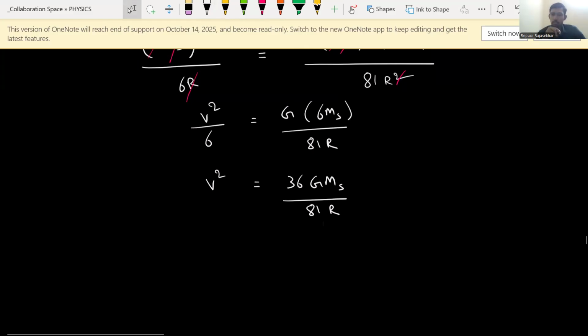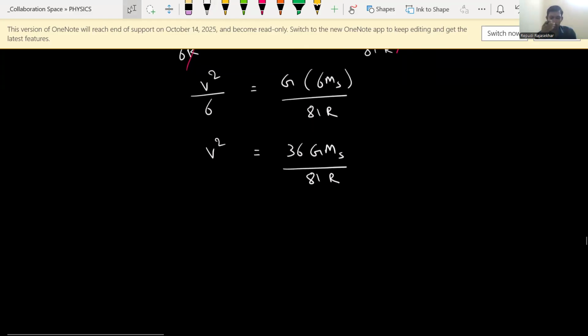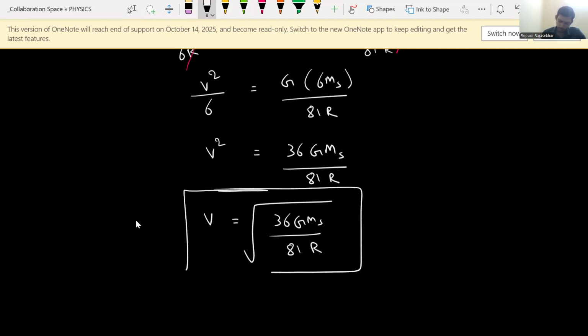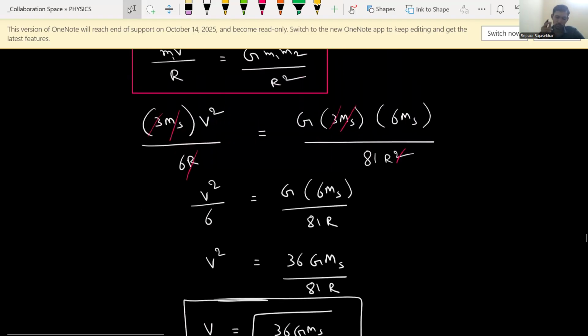So time period I will relate by taking v equals r omega, we can also write here, but I will write individually. T equals 2 pi r divided by v, the formula I will take. Okay. So v equals square root of 36 GM divided by 81r. This is the velocity we want, right? Velocity equation I got. Now I know the velocity, I know what the radius is also, so that we can find out the time period.